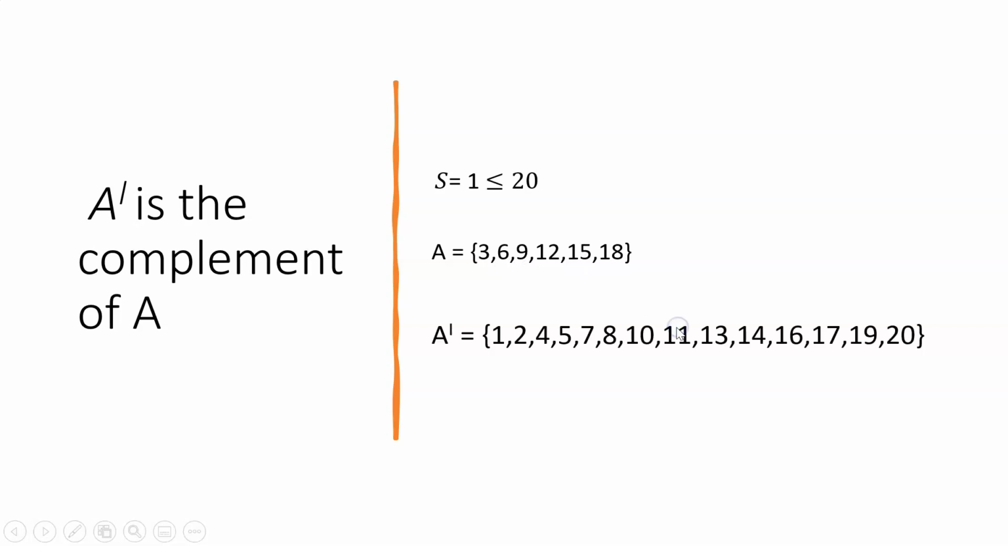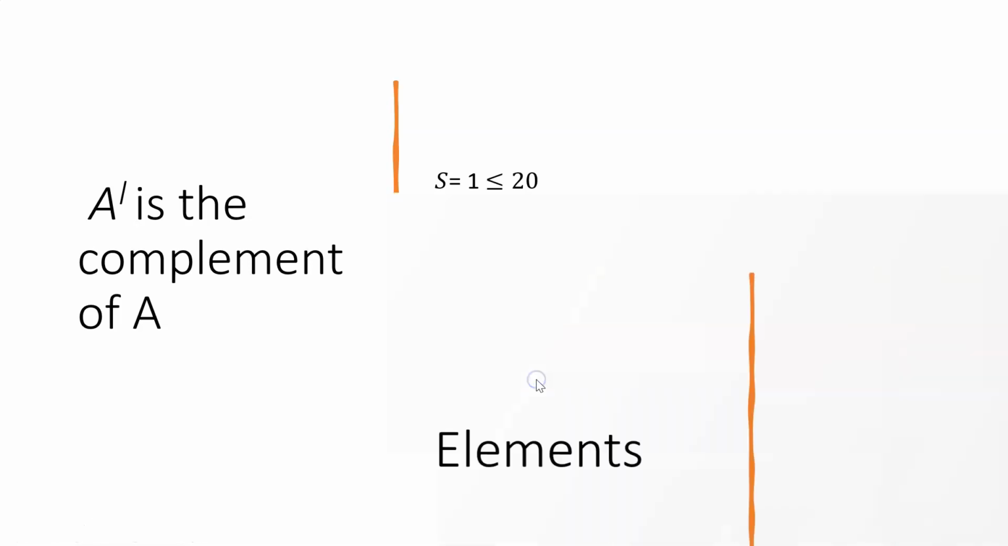So A prime is the complement of A. Our universal set was all our positive integers from 1 up to and including 20. Our subset A was all of the multiples of 3. So our complement is all of the values that are not multiples of 3, so everything that's not in your subset.